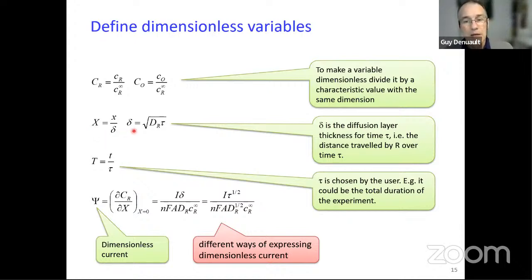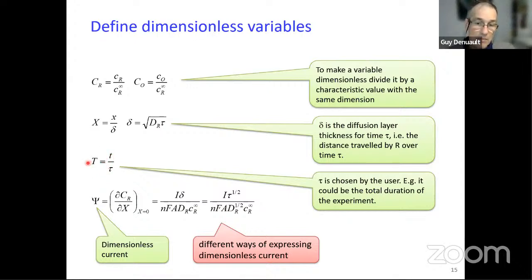So very often we take a characteristic distance, which in this case is the diffusion layer. The diffusion layer is defined as the square root of the diffusion coefficient times a particular time, tau. Tau could be the duration of my experiment, for example, or it could be the duration of one sweep in a voltammogram. So it's a choice. This is something you define as your characteristic time. But for that characteristic time, there will be a characteristic distance, and this is the value I'm going to use to normalize the distance. For the time, I'll be using tau, this characteristic time, to normalize my time scale, to make a dimensionless time.